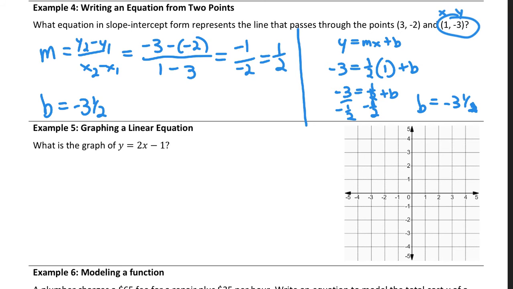So I'm going to write my equation in green so you can see it. It really pops out. y equals 1/2 x minus 3.5. That is my equation in slope-intercept form. Again, we will get practice on this. This is tough. We're going to go through more examples of these later on. So don't get discouraged if this was kind of confusing. We will go through more examples of this.